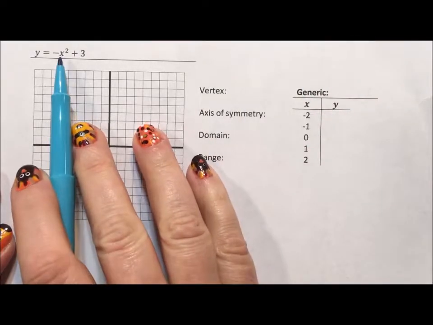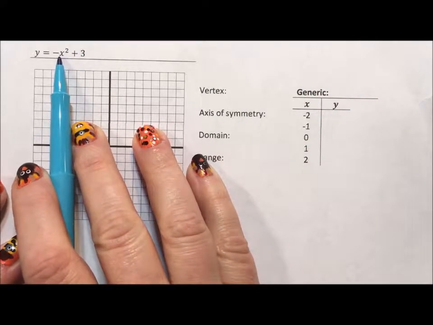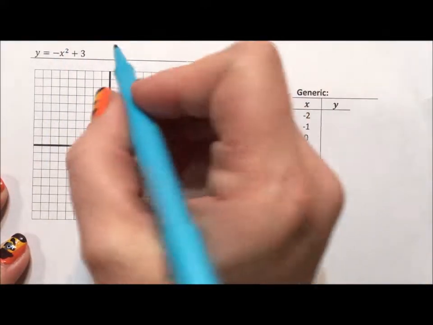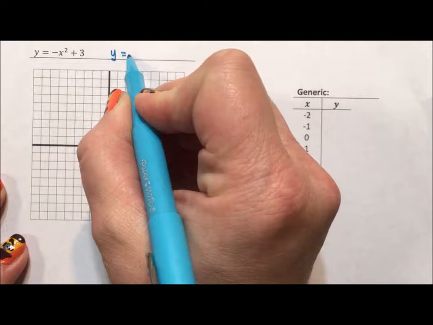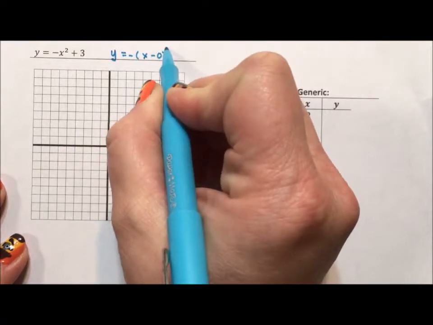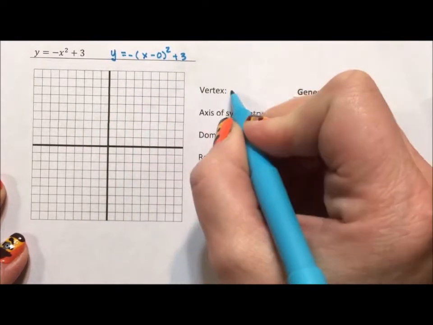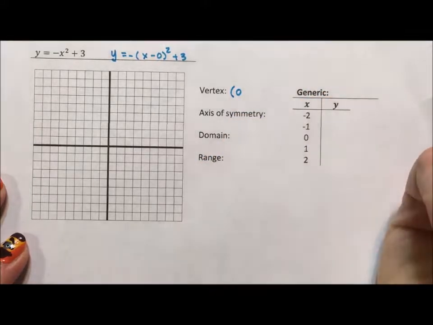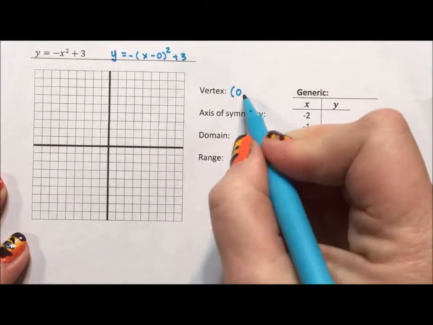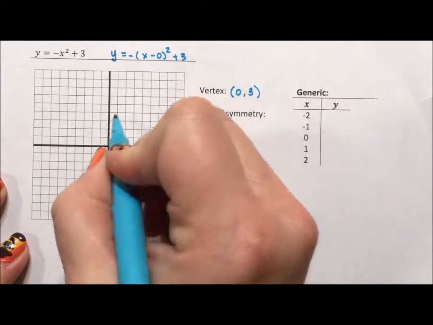The x value of the vertex is found by finding what is being squared with x. Well, right now there isn't anything in there. We could think of this as y equals negative (x minus 0) squared plus 3, so that we can see that the x value of the vertex is 0 and the y value of the vertex is a positive 3.